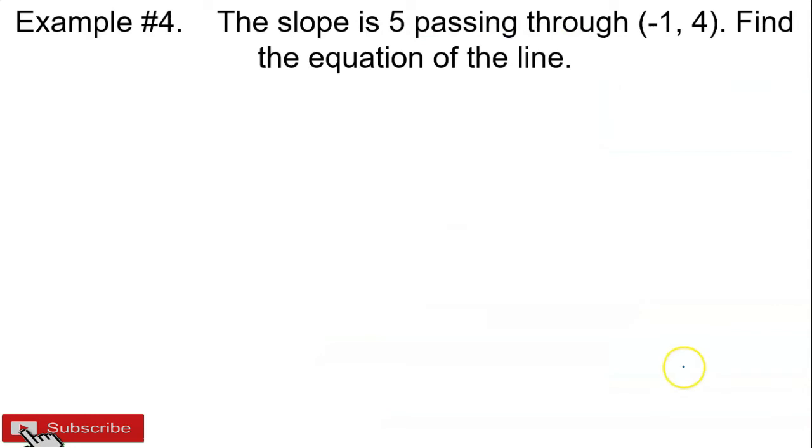So, let's have the fourth example. The slope is 5 passing through negative 1, 4. Find the equation of the line. So, same process. Ito yung given natin. Our slope is 5. And our point is negative 1, 4. Yung negative 1, that is our x sub 1. Y sub 1 natin is equal to 4.